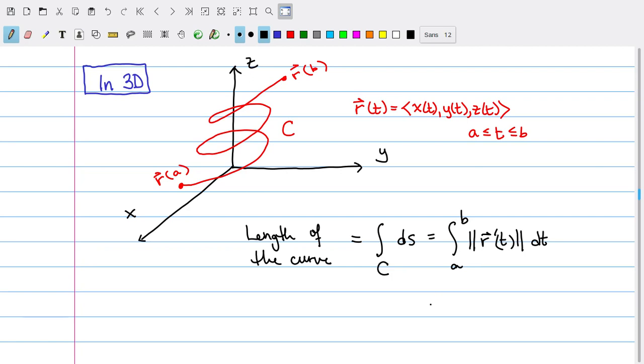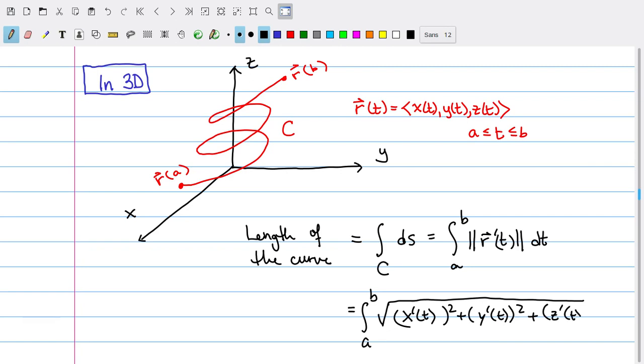But the difference here is that r prime has three different components. So this is the integral from a to b of the square root of the sum of the squares of the components of r prime. So it's going to be x prime squared plus y prime squared plus z prime squared dt.